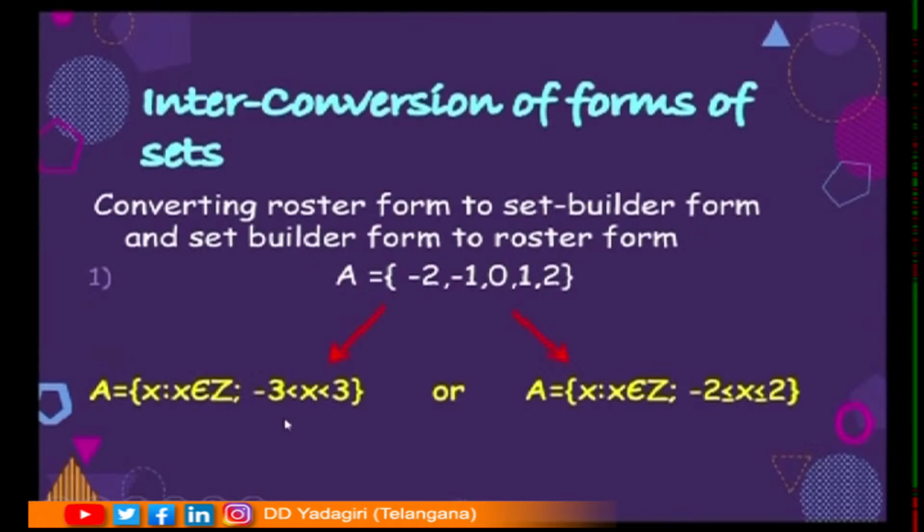If you observe, children, I have used only the less than symbol in both cases: x is greater than -3 but x is less than +3. Or in the second way, I have written A is the set of x such that x belongs to integers and x is greater than or equal to -2 but less than or equal to +2. I have used the less than or equal to symbol here and only the less than symbol there, which means I can write from roster form to set builder form in two ways.